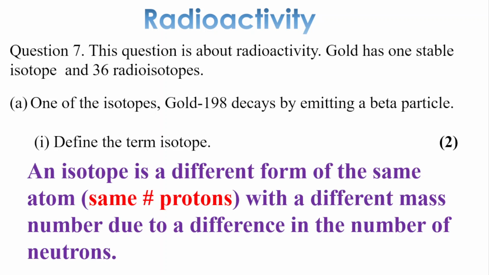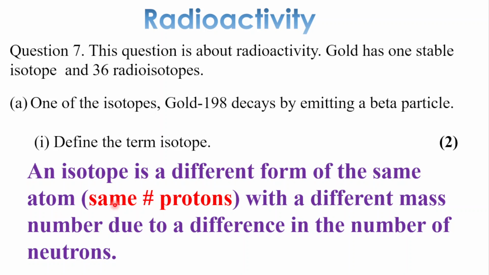Now, an isotope is a different form. Notice I'm saying it's a different form of the same atom. Same exact atom, but a different form, which means if it is the same atom, it must have the same number of protons.